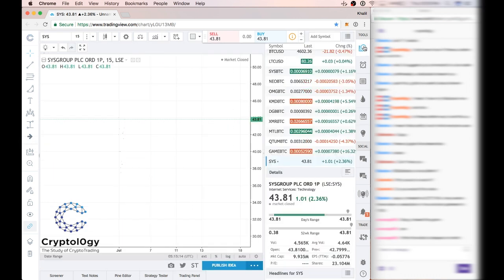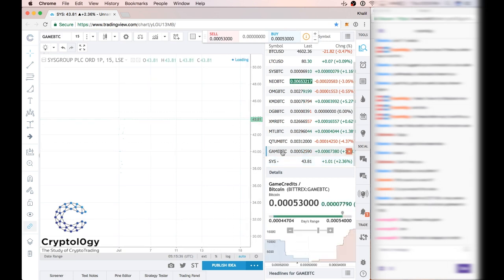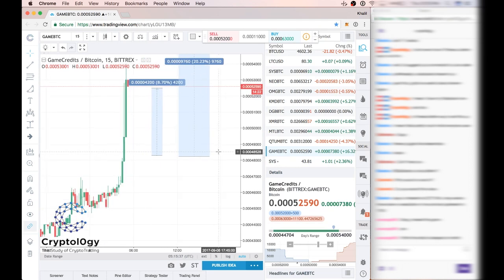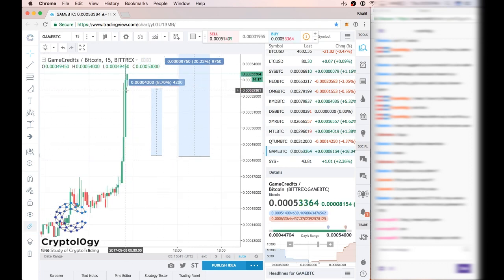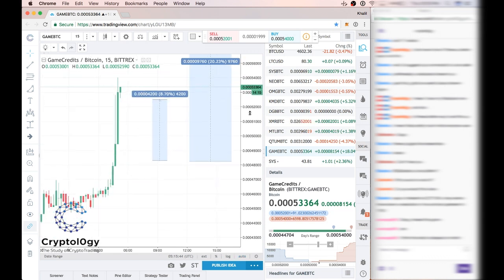Let's see what GAME is at first. Damn, 525. All right. GAME was a nice trade if you guys got in. That was an easy 8% in like 5 to 10 minutes, going for the 20% probably.